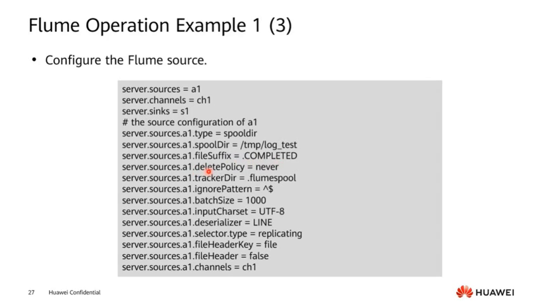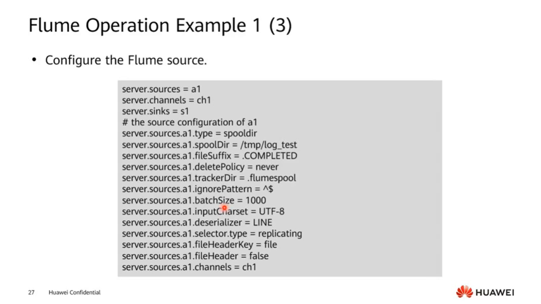a1.deletePolicy indicates the policy for deleting source files after file transfer. The value can be never or immediate. By default, source files are not deleted. a1.trackerDir indicates the path for storing the metadata of files collected by Flume. a1.ignorePattern indicates the regular expression for the names of files that do not need to be collected in the collection path. a1.batchSize indicates the number of events that Flume sends in a batch.